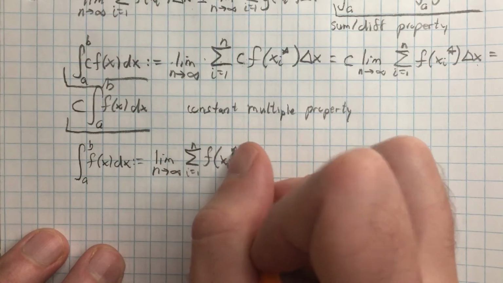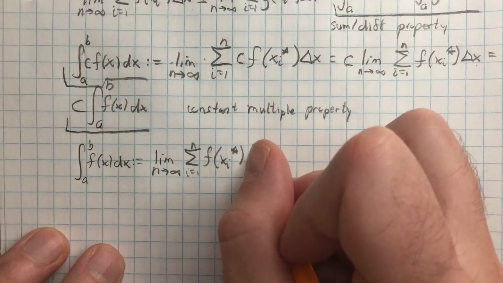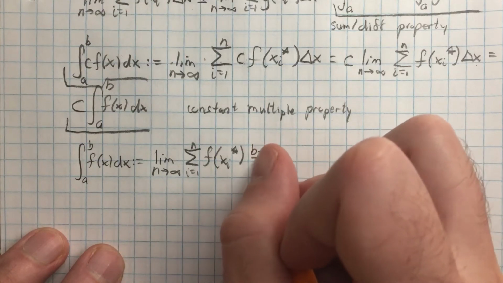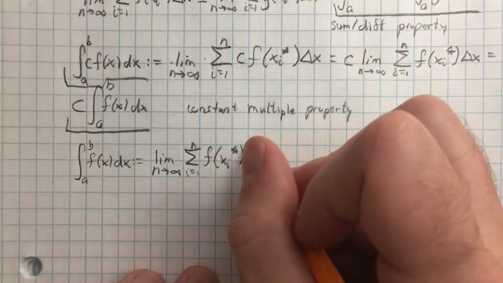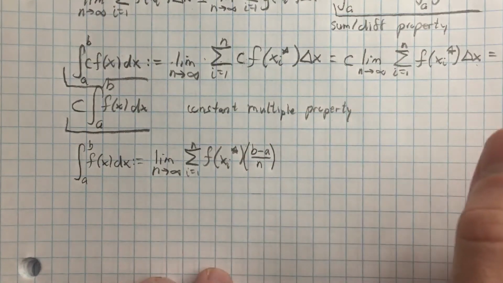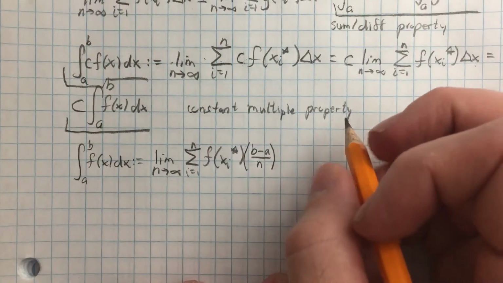Function at the sample point. There's the height of the rectangle. And I'm going to write the expression for the delta x because I want to manipulate it here in this problem. Okay, so there we go. There's delta x. There's a definition.